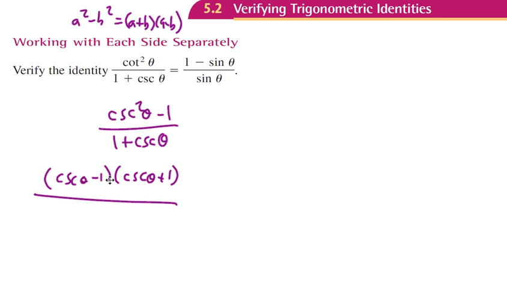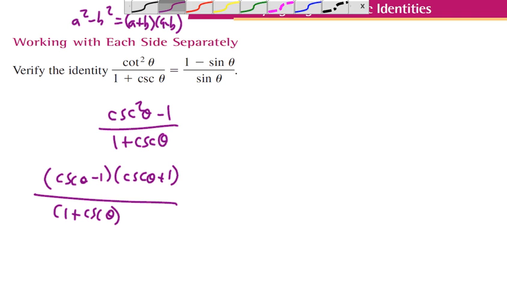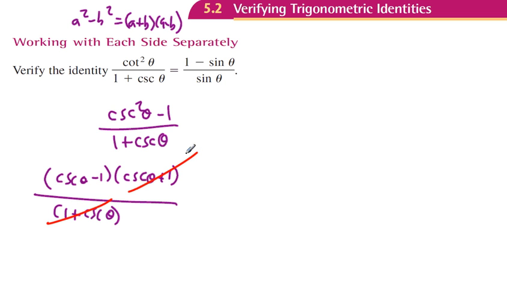My denominator is 1 plus cosecant theta. And now that's nice because look at what happens here. The 1 plus cosecant in the denominator can cancel out with one of the other factors, cosecant theta plus 1. And then we're left with just cosecant theta minus 1. Okay, so I've dealt with just the left side, and I'm going to stop there because there's really nothing else I could do. I mean, I could change this into 1 over sine, but I'm going to leave this right here.